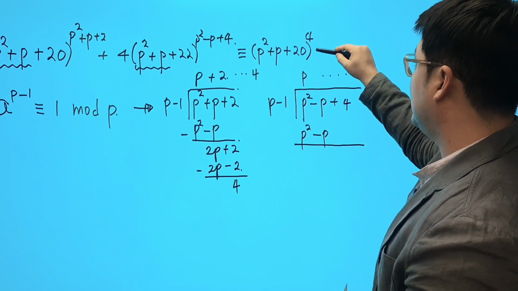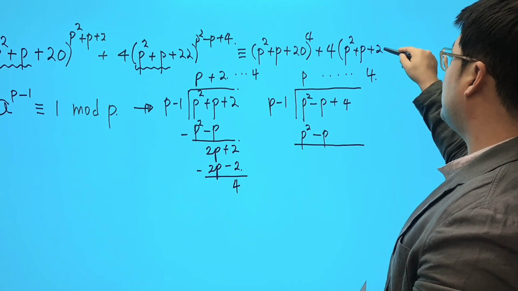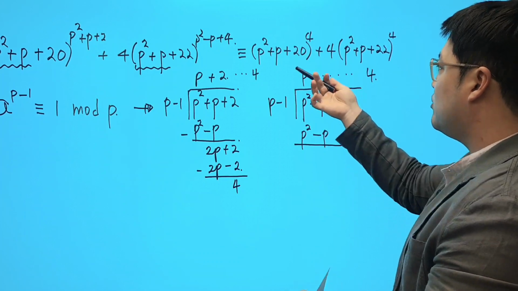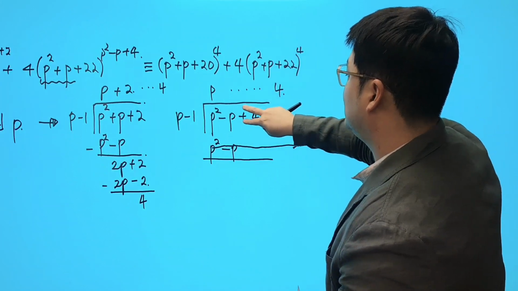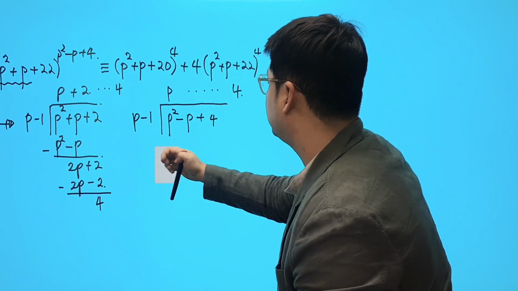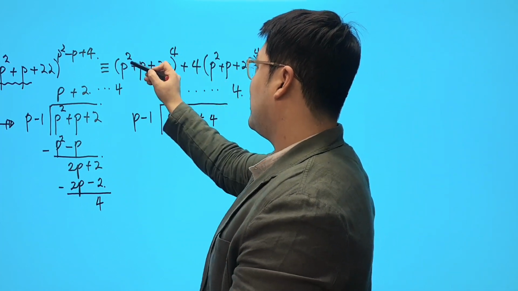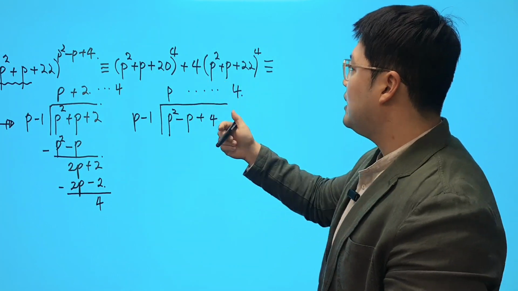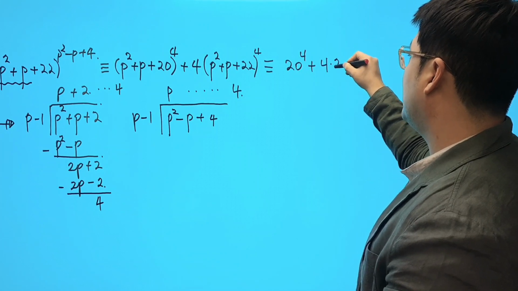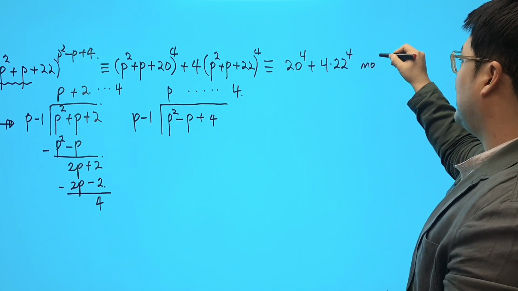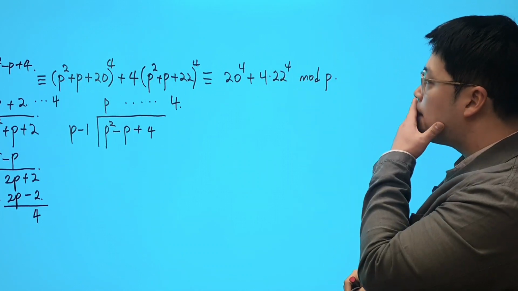And all I need to do is add it to 4 times (p squared plus p plus 22) to the power of 4, and we need to find this in mod p. Let's erase this. We have some expressions of p plus 20, so I would say 20 to the power of 4 plus 4 times 22 to the power of 4 in mod p. Let's see how this gets changed.